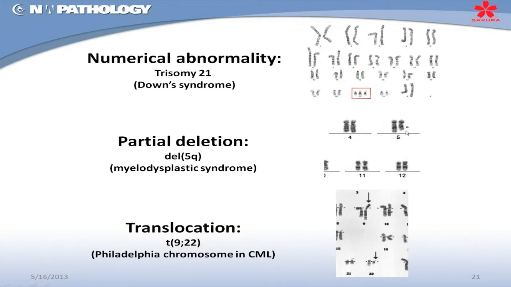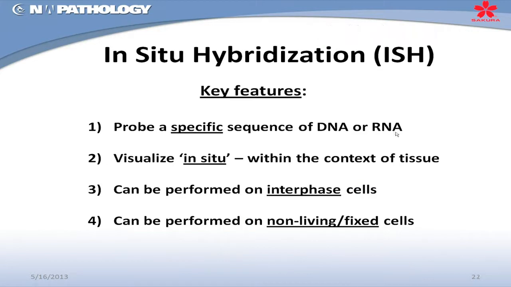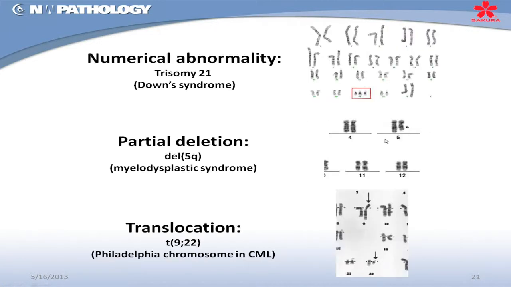A partial deletion would be removal of a portion of one chromosome. So here you can see this chromosome 5 normally would be this length. Oops, let me go back there, sorry. Normally chromosome 5 looks like this, but in this deletion of 5q, or deletion of part of the long arm of chromosome 5, this is involved in myelodysplastic syndrome, and you can see that as the absence of this end here.